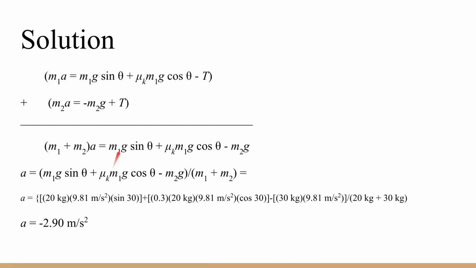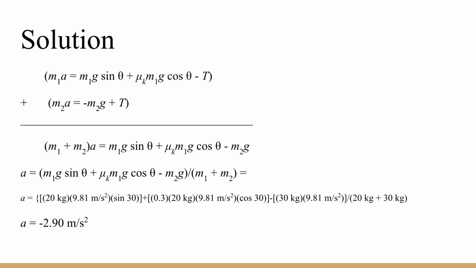Now, the hard part is actually solving it. The first way you can do it is basically make two equations, one for M1, one for M2. I chose upward and down the incline as positive. So net force equals M1A, so I put M1A equals M1G sine theta plus mu K times M1G cosine theta minus T. That's just if you look at the net forces in the x direction.